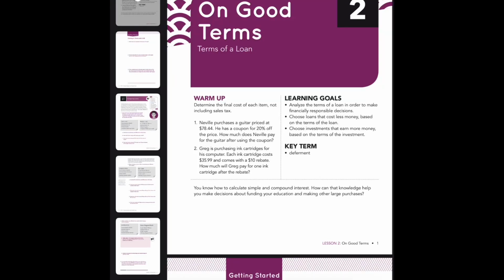All right, beginning lesson 2 here in our financial literacy unit. Going to look at terms of a loan and how that affects the loan. So a little warm up to get started. It says determine the final cost of each item, not including sales tax.